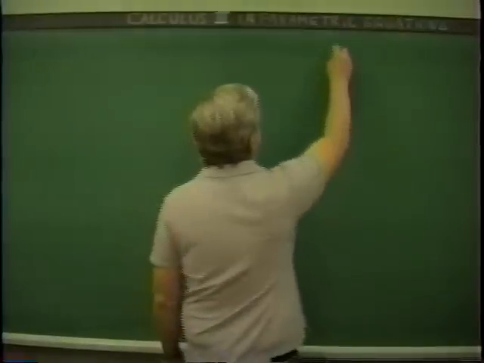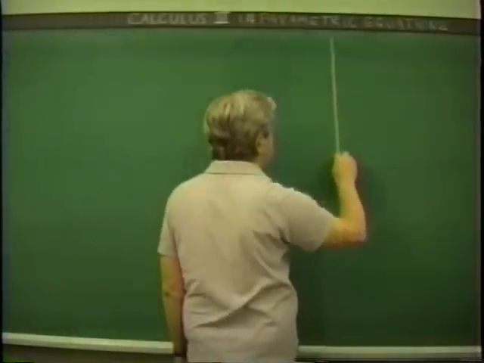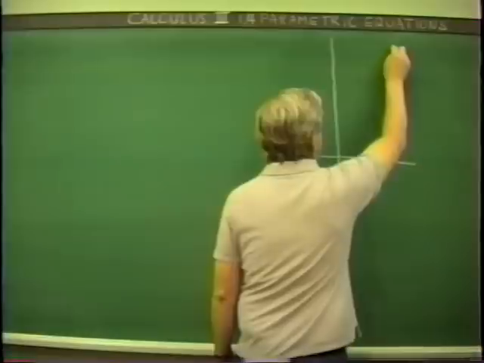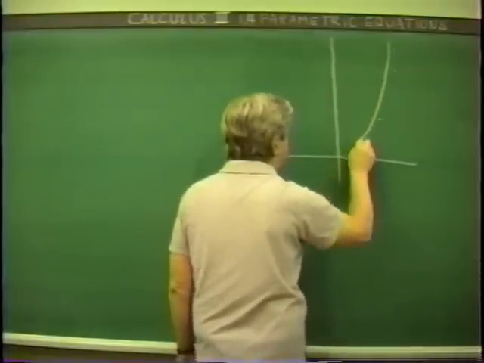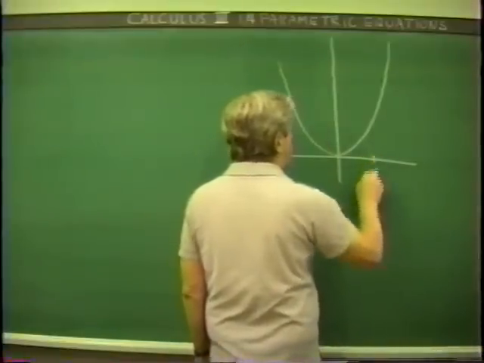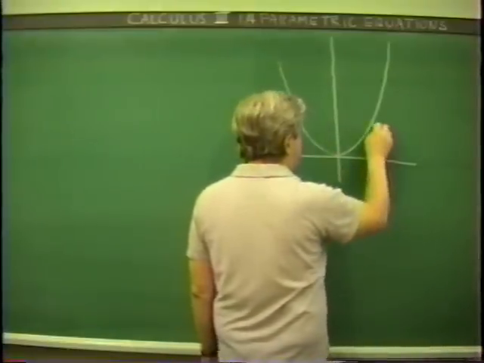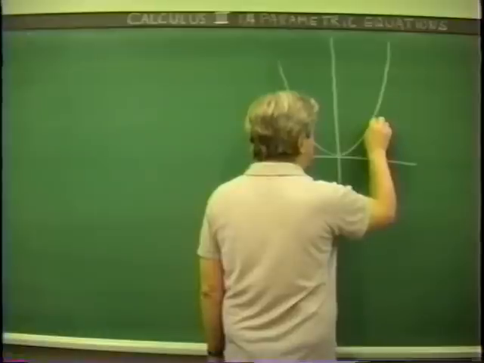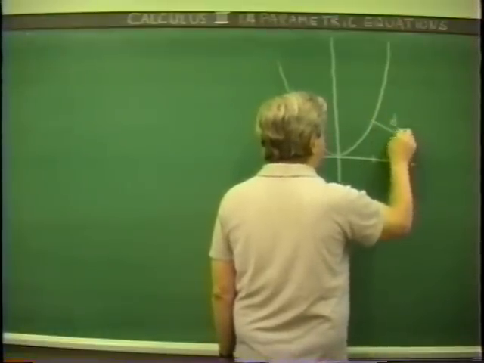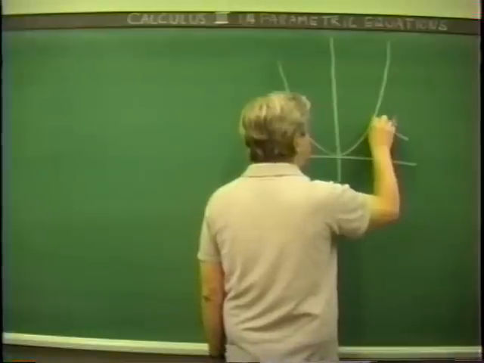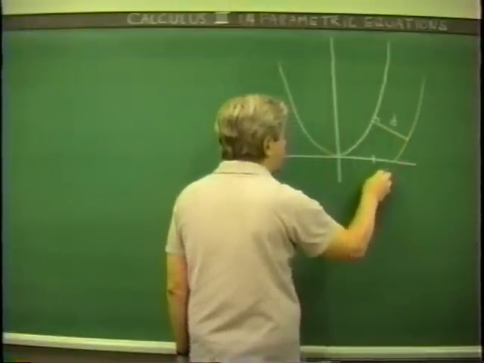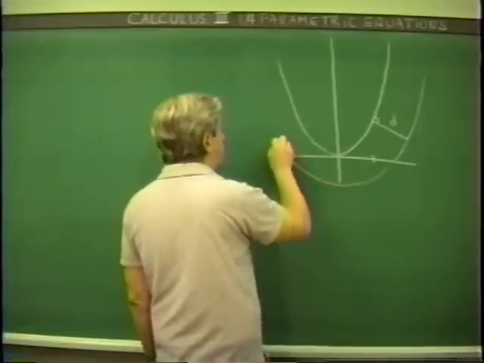Let's take a look at another parametric equation. Let's look at the parabola y equals x squared. Something like this. And let's suppose we want to consider the points that are a given distance d away from this parabola, perpendicular to the tangent line. So if we put this distance d on the outside, we'd expect to get something that looks like this.